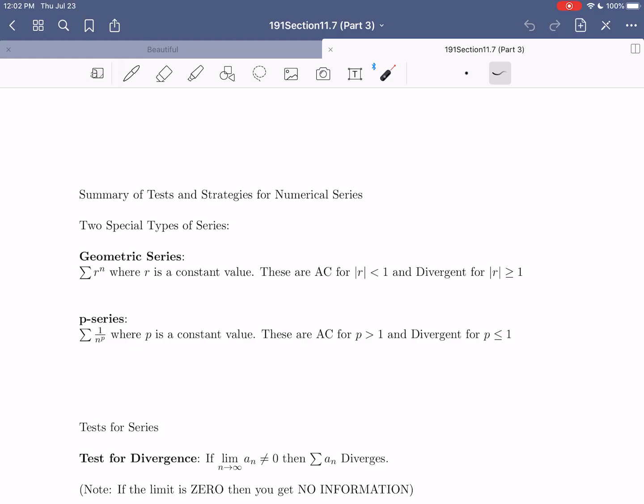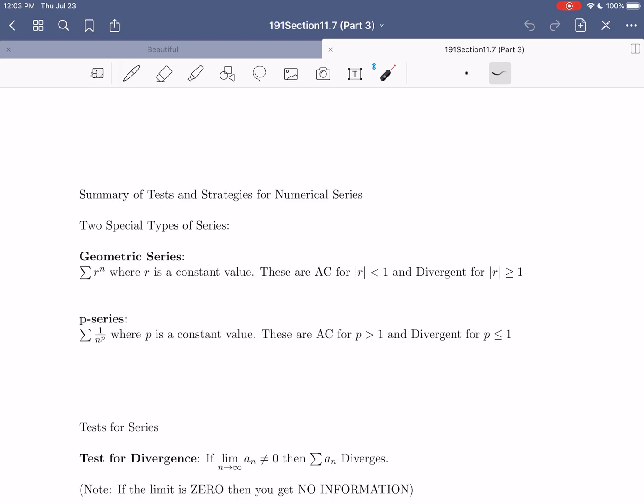In this video, we're going to finish this summary by going back over all the different tests that we've developed so far from sections 11.2 through 11.6, and then taking a look at some examples where we're going to be spending some time not only working through the examples, but talking about how we would choose an appropriate test. So in other words, this is going to be summarizing the strategies for choosing the appropriate test for convergence and divergence of infinite series.